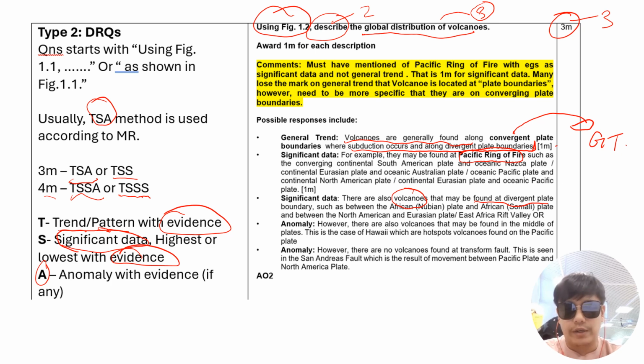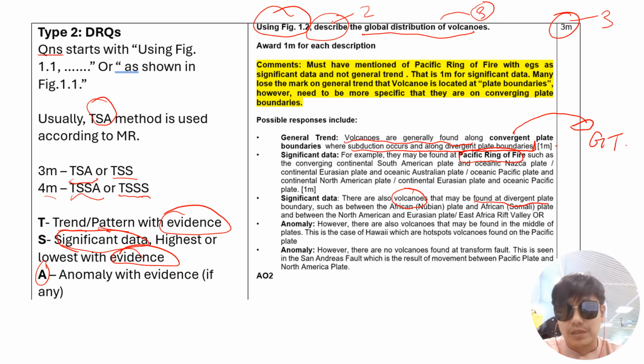Then we move on to anomaly. In this case, why are there 2 anomalies? Because in volcanoes, we learned that there are volcanoes that may be found in the middle of plates. That can happen, and that's in the case of Hawaii. But of course, this is what you have studied. Make sure you have seen the data in the figure as well. If the data is not showing, you do not use that.